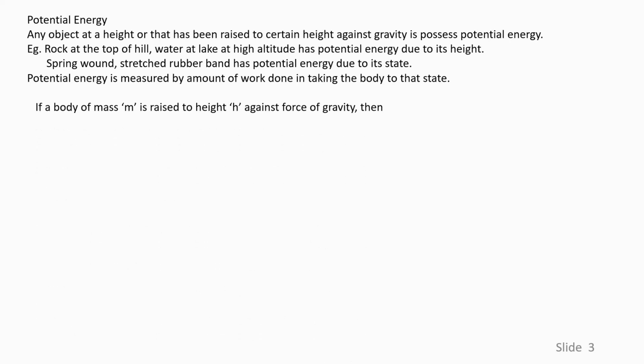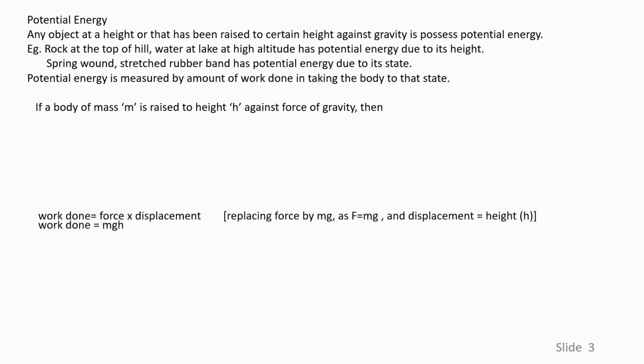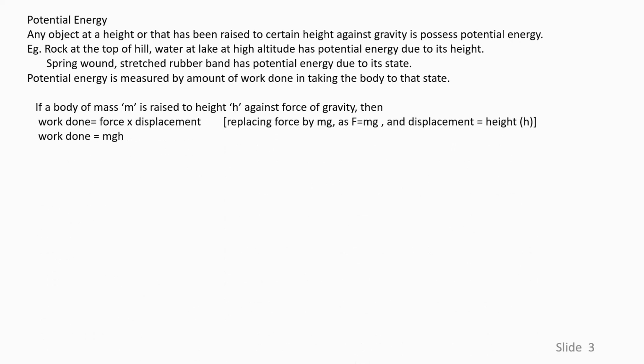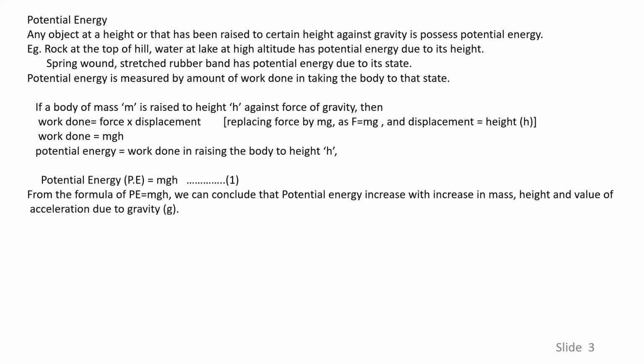If a body has mass m and is raised to a certain height h against the force of gravity, then work done is force times displacement. Since we are carrying a certain mass against gravity, and the value of gravity is 9.8 meters per second squared, F is replaced by mg. After replacing F, we get work done as mgh. The potential energy is equal to the work done in raising the body to a certain height. Therefore, we use potential energy as mgh.